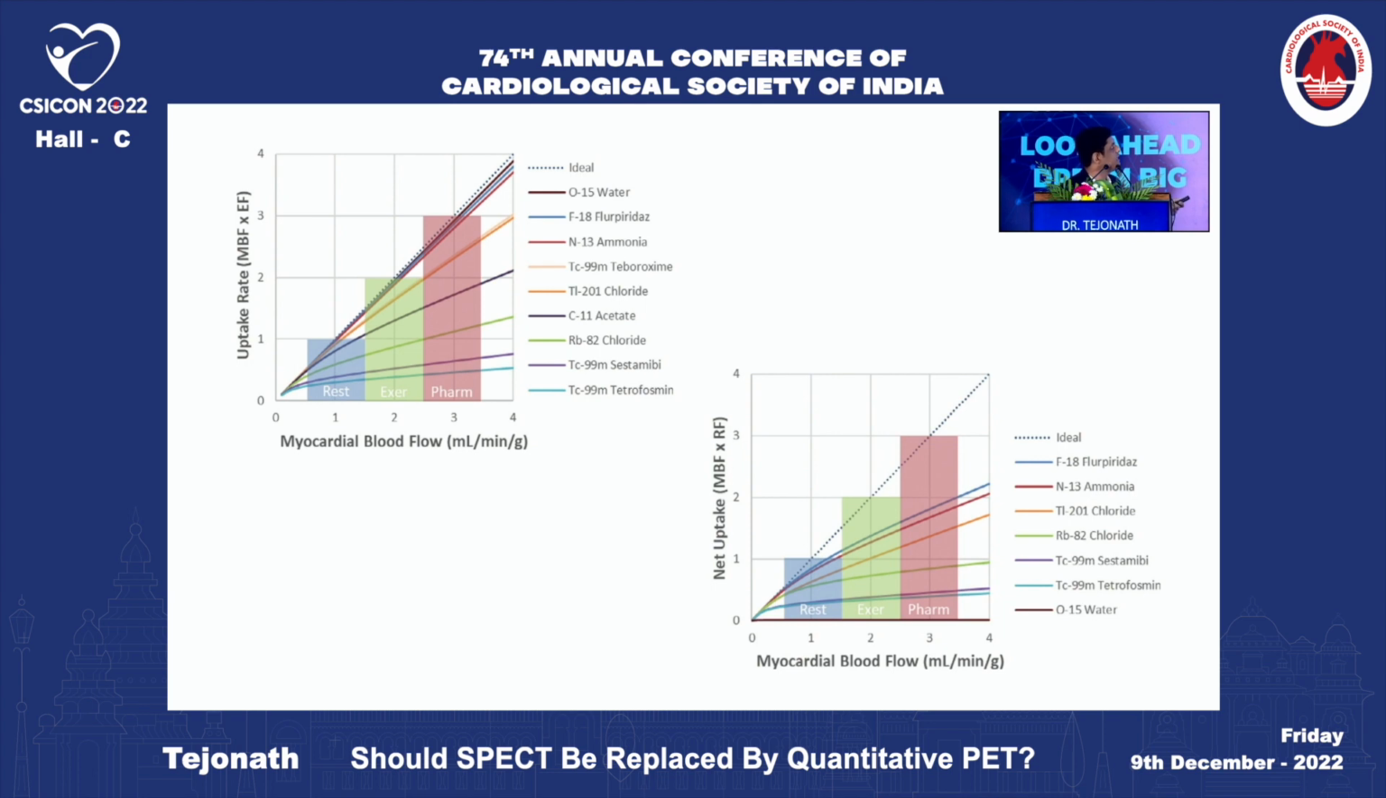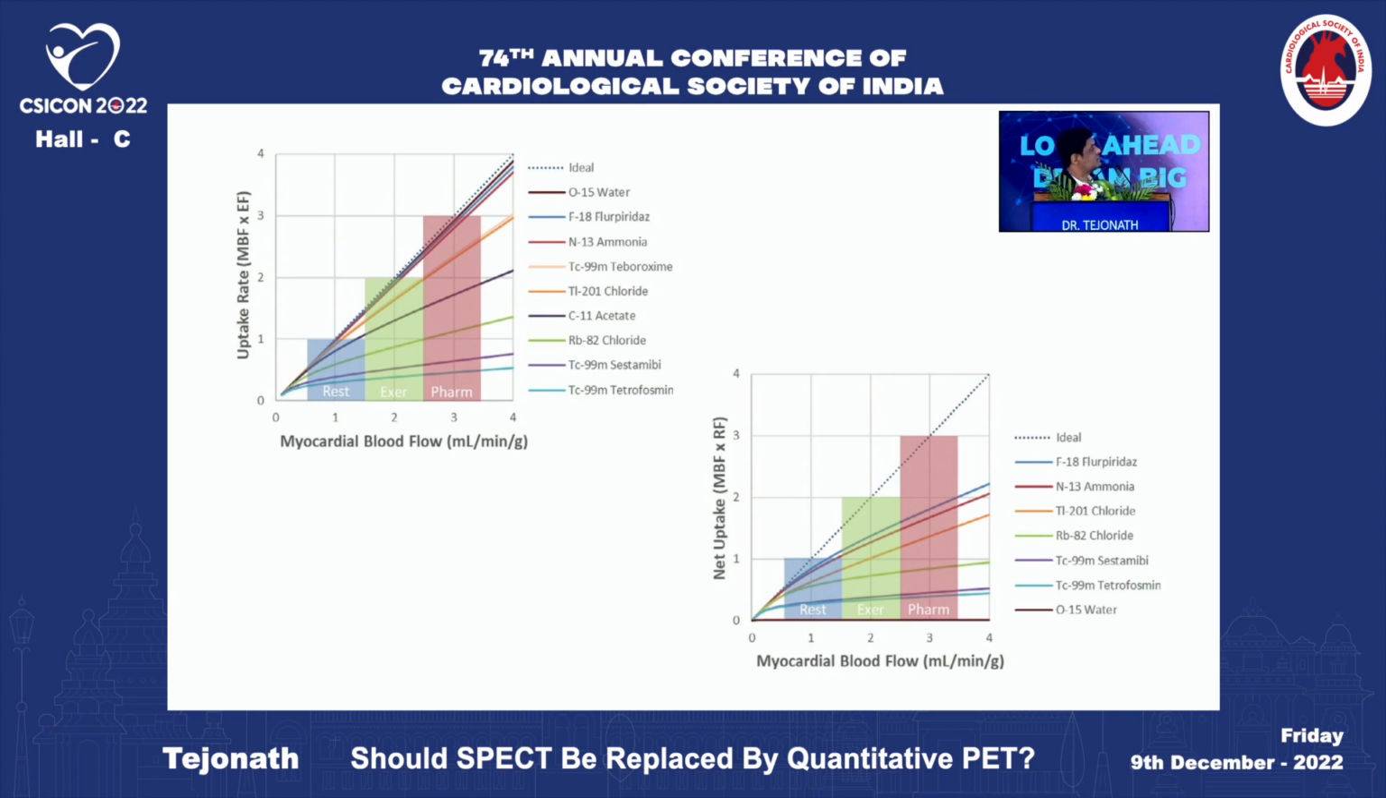What is the ideal tracer for these quantification techniques? The ideal tracer is O15 water, which has a very short half-life of 2 minutes, and then flurpiridaz and ammonia. For the SPECT tracers, the first pass extraction is very less. To quantify myocardial blood flow, you need a good first pass extraction, which can give us good quality images for quantification.